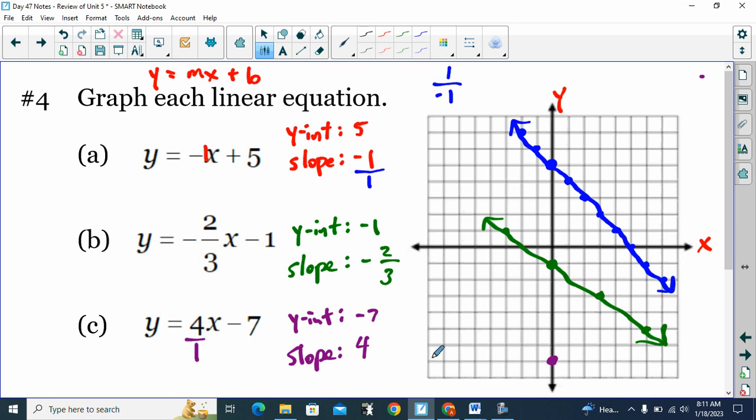4 is the same thing as 4 over 1. So we're going up 4, right 1. Up 4, right 1. Yeah, that's a bad line. Connect those points.